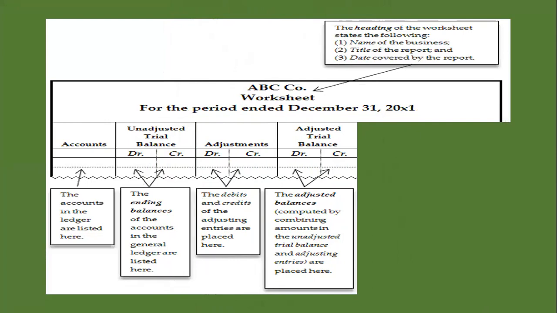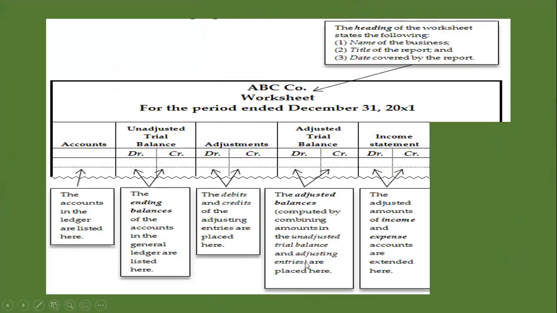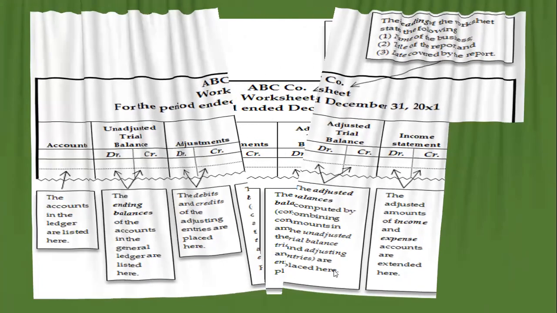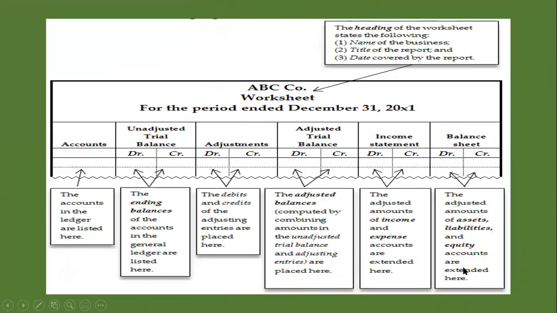And then next we have the adjusted trial balance. This is where you are to post the combined amount of the unadjusted trial balance and the adjustments. Then the next column, we have the income statement column. This is where you extend the amounts of the nominal accounts, or those amounts involving income statement accounts. Then the last column, you have your balance sheet column. This is where you extend all the real accounts.